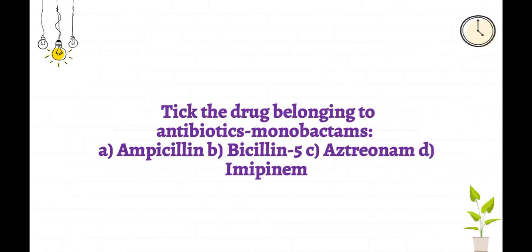Next question. Tick the drug belonging to antibiotics monobactams. Option A, ampicillin. B, bacillin 5. Option C, aztreonam. Option D, imipenem. Antibiotic monobactam is commercially available as aztreonam. Option C is the answer.